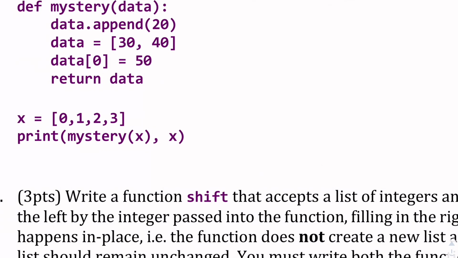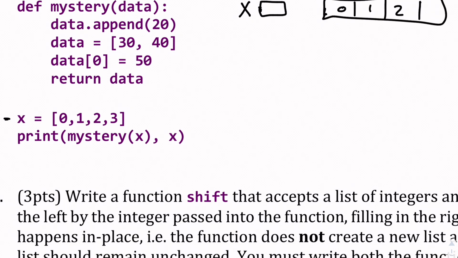So now we look at number 6. We've got a function, and in the global scope, we begin executing our code. So we've got x equals [0, 1, 2, 3]. We're going to draw out the memory here. X is a reference to a list. So we've got the list, it's got 0, 1, 2, and 3 in it. And X is going to store a reference to this list.